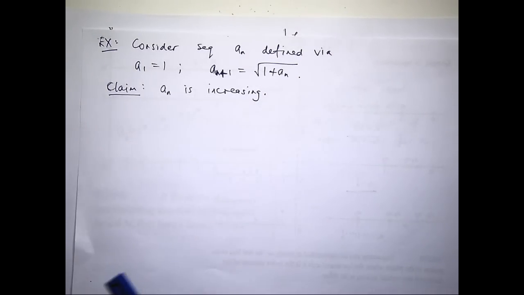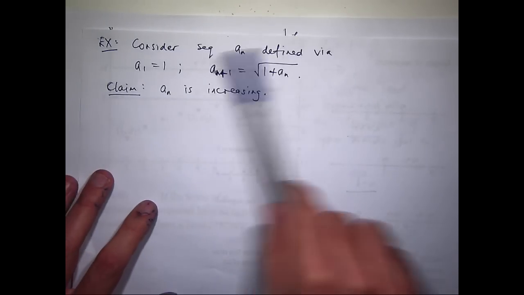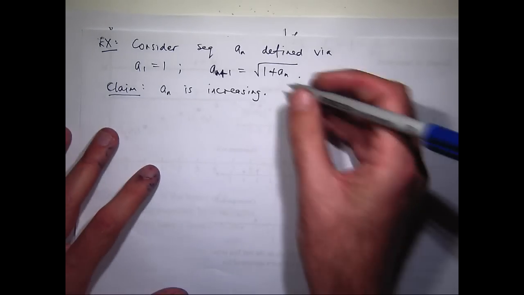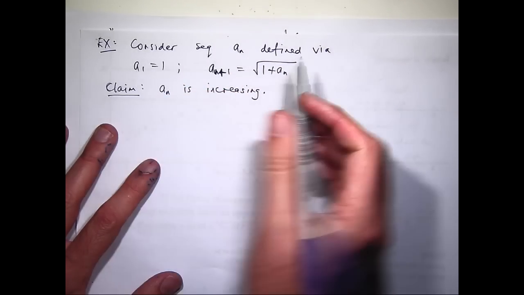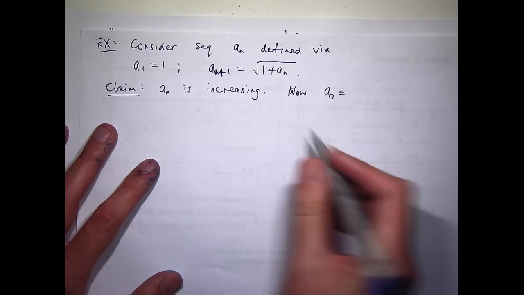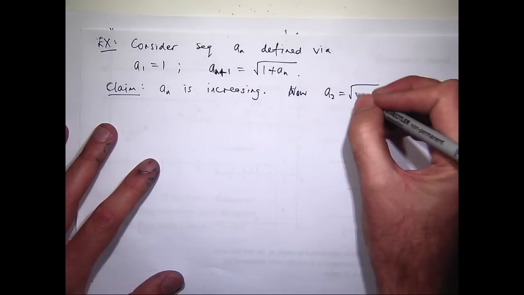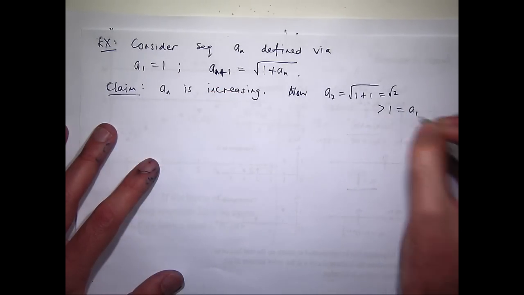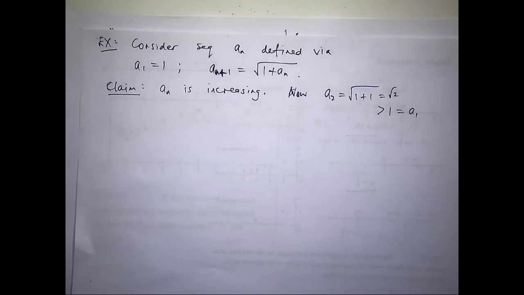Well, sometimes you can play with this and look at the ratio of a sub n plus 1 over a sub n and show that it's either strictly greater than 1 or strictly less than 1. But this one isn't so easy. So what we're going to do is use induction. Okay, so let's have a look. A sub 2, that is root 1 plus 1, root 2. Okay, root 2 is greater than 1, which is A sub 1.